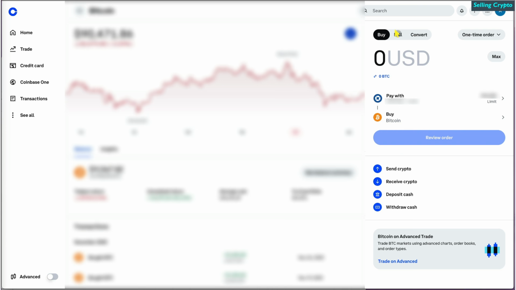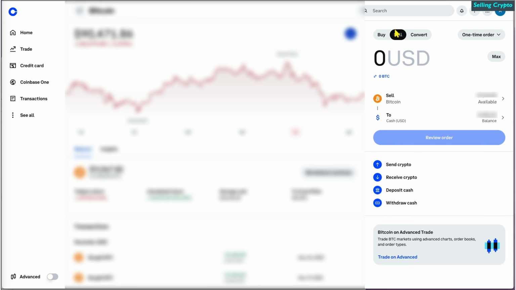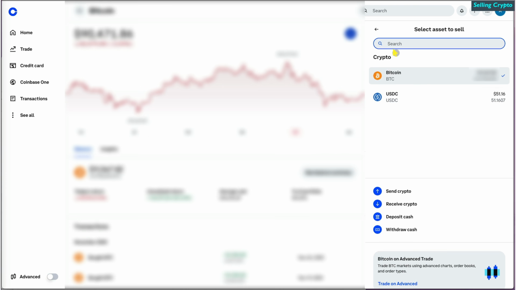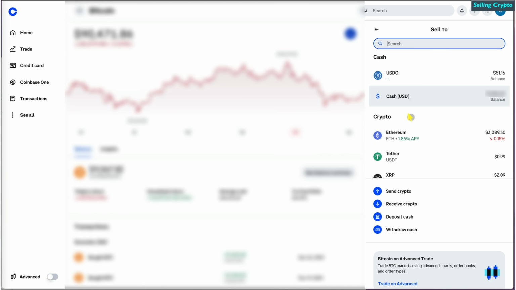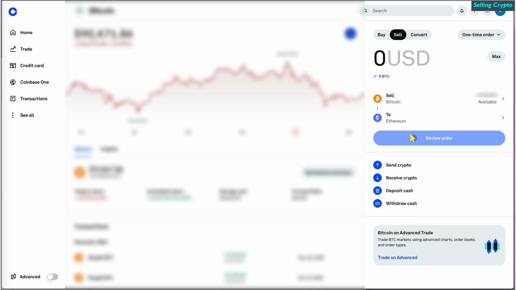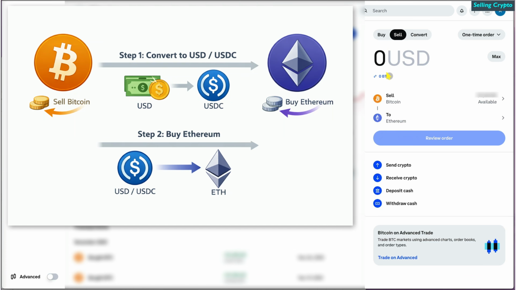Now let's sell some crypto. Select the sell option at the top. Next, choose which cryptocurrency you want to sell, if you have more than one in your Coinbase account. Then choose how you want to receive the proceeds from the sale. You can receive them as cash, a stablecoin, or use the proceeds to buy another cryptocurrency. If you choose to sell Bitcoin and convert it directly to Ethereum, this is a two-step transaction behind the scenes. Your Bitcoin is first sold, usually to dollars or stablecoin, and then the amount is used to buy Ethereum.